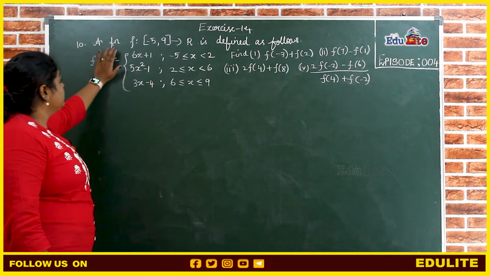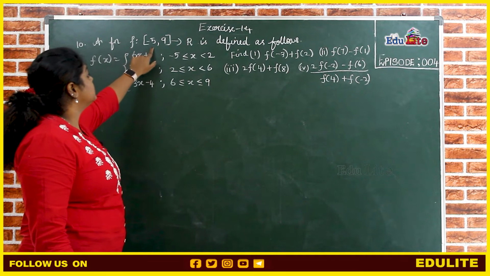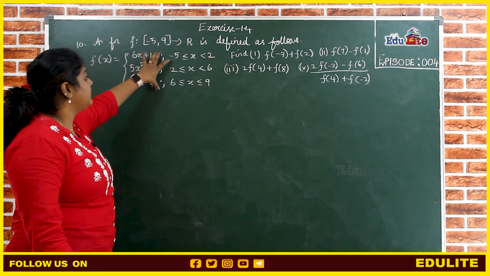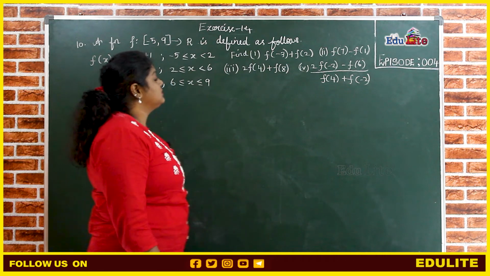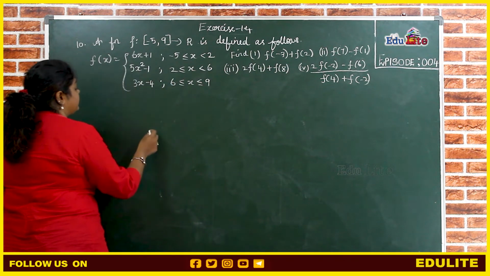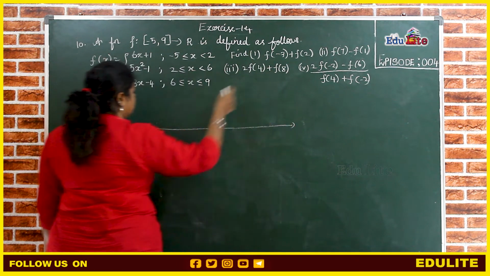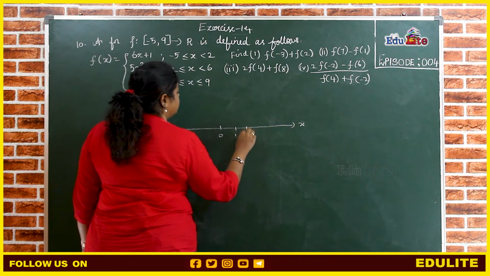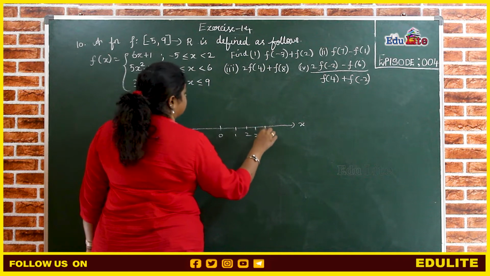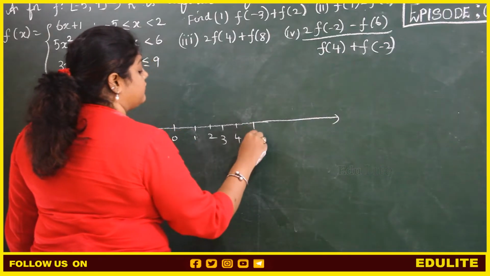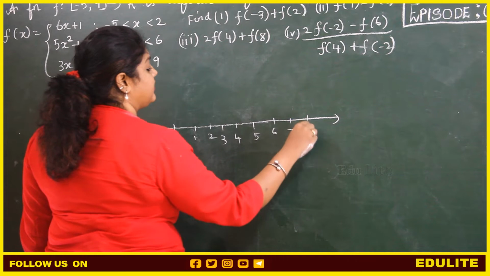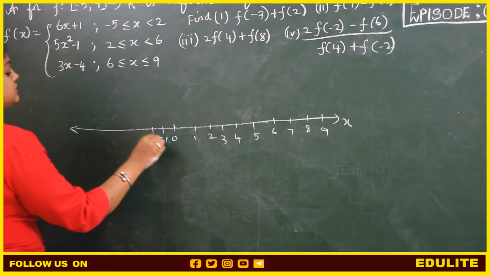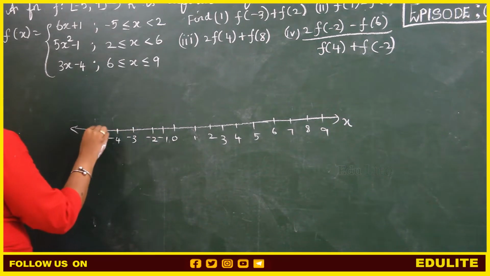So, in the next problem, f is a mapping from minus 5, 9 to R defined as follows. f of x is given in 3 categories and we need to find these 4 subdivisions. First, we will map f of x in the graph and then we will go on to that portion. We need only the x axis 1, 2, 3, 4, 5, 6, 7, 8, 9, and minus 1, minus 2, minus 3, minus 4, minus 5.